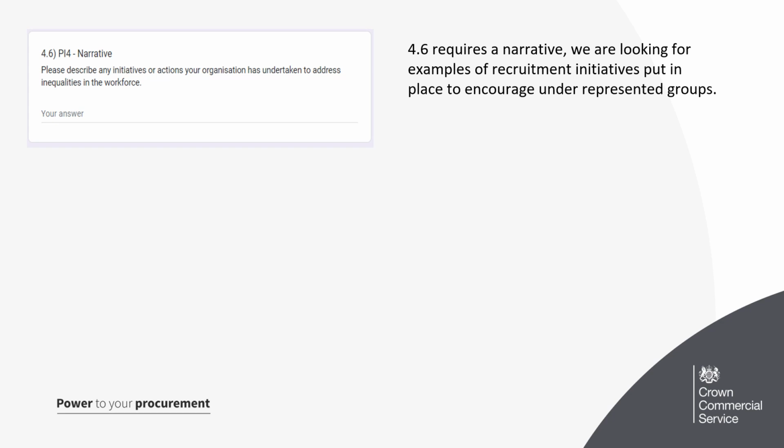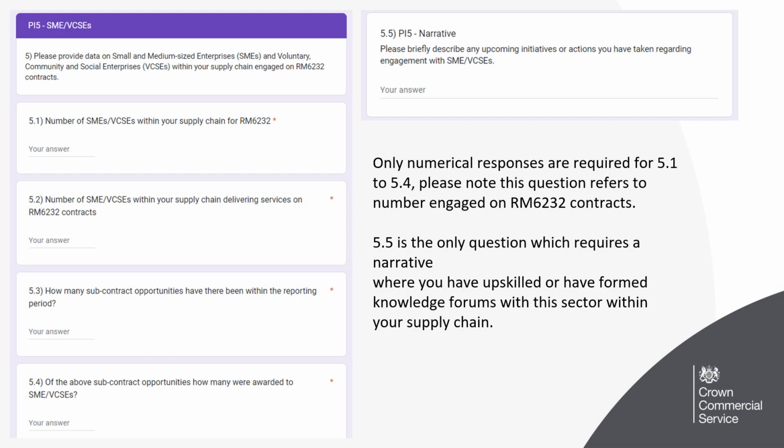4.6 requires a narrative. We are looking for examples of recruitment initiatives put in place to encourage underrepresented groups or any other examples to address inequality in the workforce. Performance Indicator 5 is in relation to small, medium and large enterprises and the voluntary community and social enterprise sector. It asks for the number of these within your supply chain and the number delivering on RM6232 contracts. It also asks how many subcontractor opportunities have there been within the reporting period, and then specifically how many of these are SMEs and the VCSE sector.